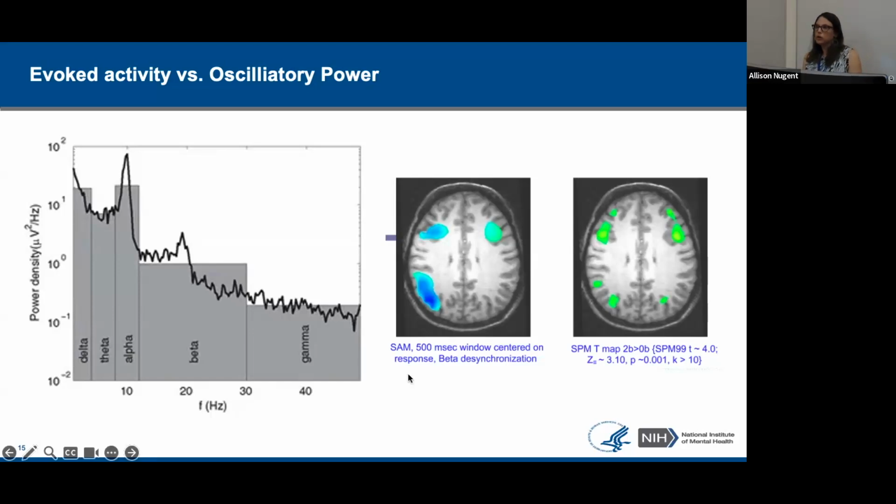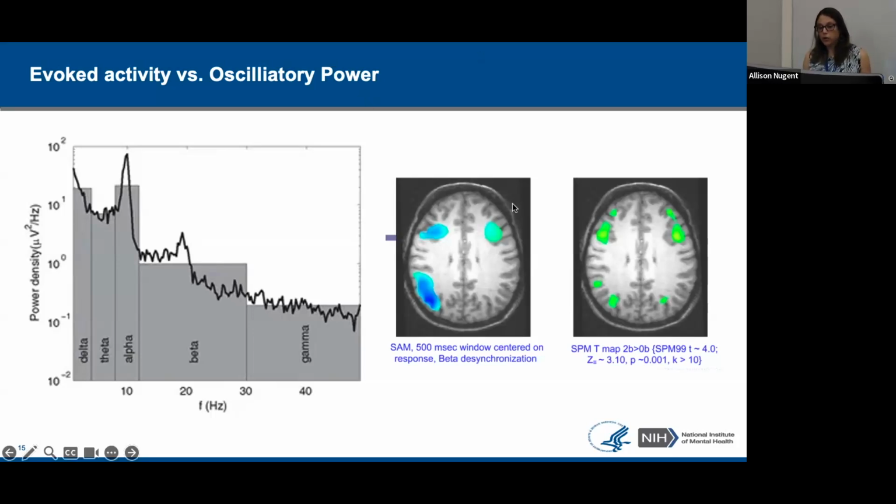And of course, it's a spectrum. There are no clear delineations at the boundaries. However, there are some oscillations which represent very different dynamic processes that occur in assemblies of neurons. So while some activity, like those evoked responses, is time locked and phase locked to a stimulus, other responses represent an overall increase or decrease in oscillatory power in response to a stimulus.